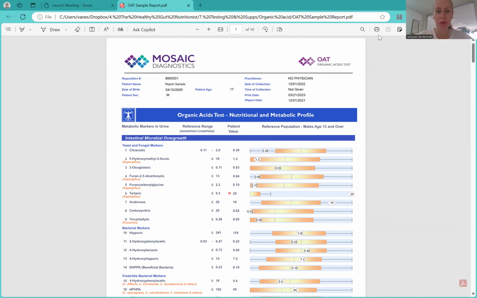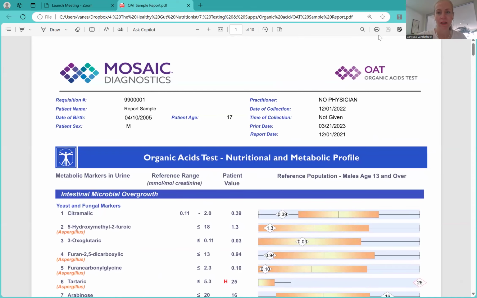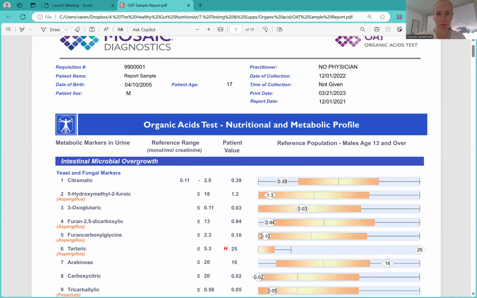Today, I wanted to talk you through one of the tests I use quite commonly in my clinic called the organic acid test. And it's by Mosaic Diagnostics. This is a sample report.